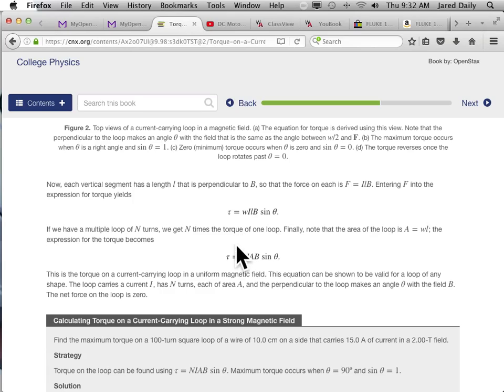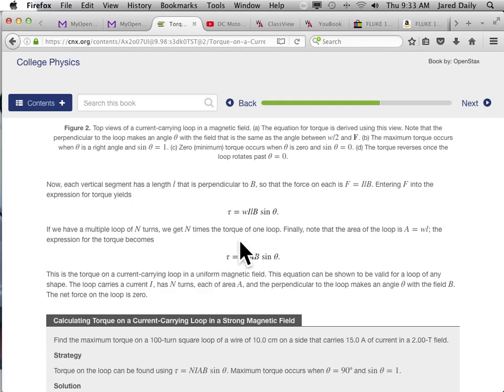So it ends up that the torque on a loop of wire in a magnetic field that has a current going through that loop of wire is equal to the current going through the wire times the area of the loop times the magnetic field times the sine of the angle between the normal at the center of the loop and the magnetic field. And if you have multiple loops, you just multiply by the number of loops.